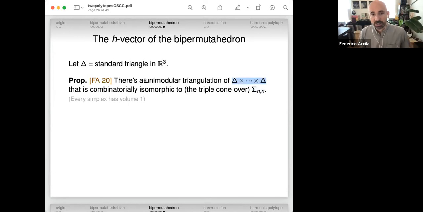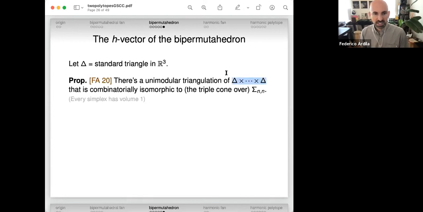And one nice thing about the triangulation is that it's unimodular, meaning that every simplex in the triangulation has volume 1. I'll answer your question in a second, anonymous attendee. So then that means that I can think of this bipermutahedral fan that I'm trying to understand as being a triangulation of some polytope.